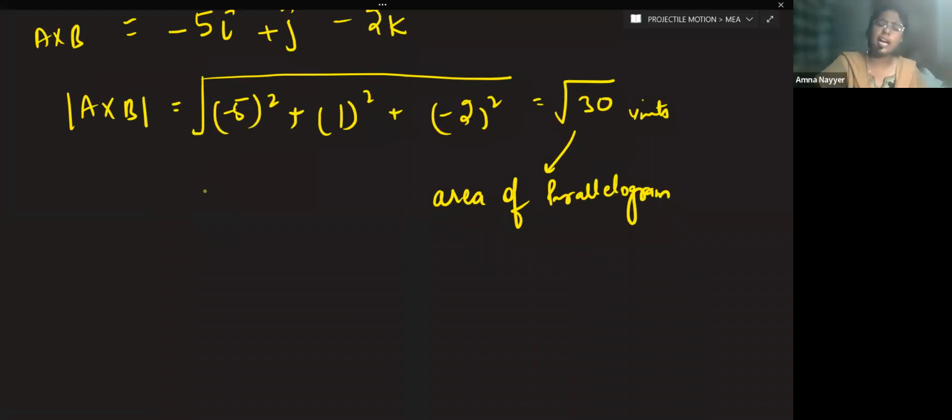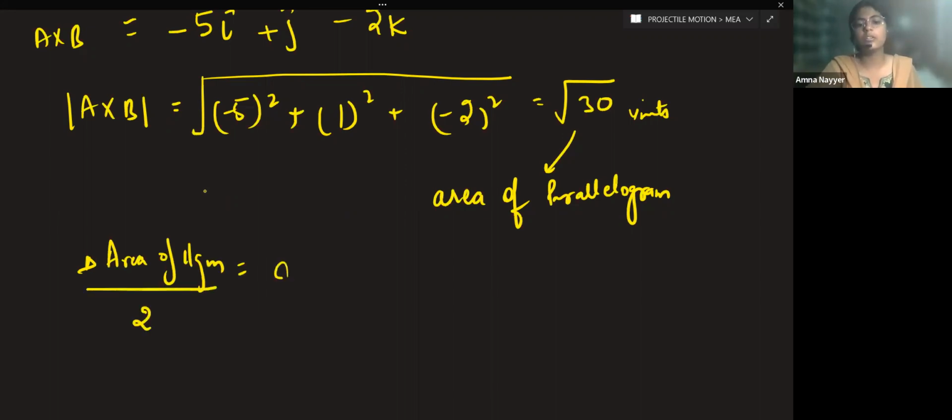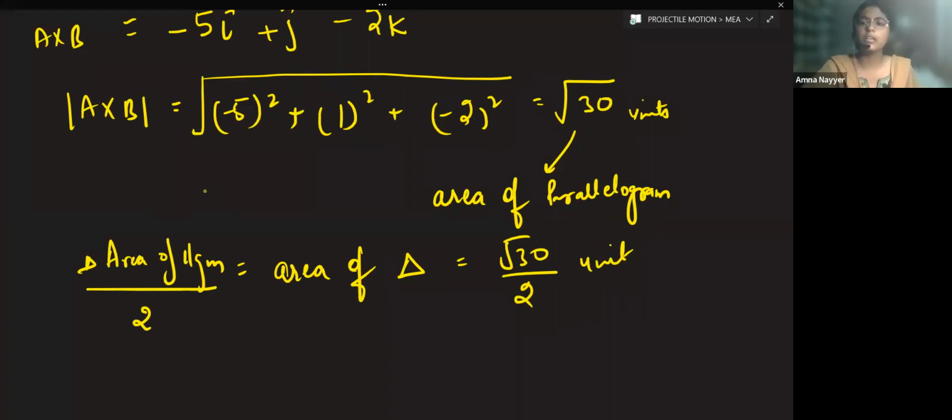And just in case the question had been asking, this term that we are getting, minus i cap plus j cap minus 2 k cap, is a vector that is perpendicular to both the vectors. When you take the magnitude, that gives you the area of the parallelogram. And when you divide the area of the parallelogram by 2, you get the area of the triangle, which will be root 30 divided by 2 unit square. This will not be units, it will be unit square. Whatever it is, meter, centimeter, accordingly you can set it up.